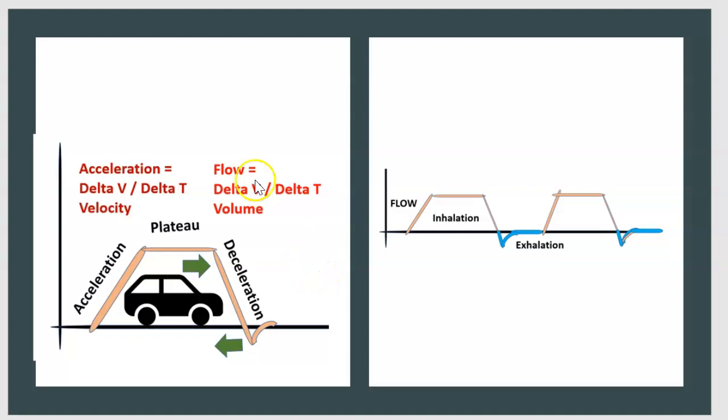This chart is to understand the flow. We compare the flow to the velocity of a car. Acceleration equals delta V over delta T. Delta V is velocity and delta T is time. There is acceleration, plateau, and deceleration. Flow is delta V over delta T. Delta V is a variation of volume over variation of time. The flow gives us inhalation and exhalation.